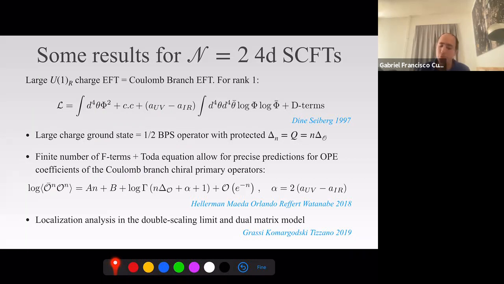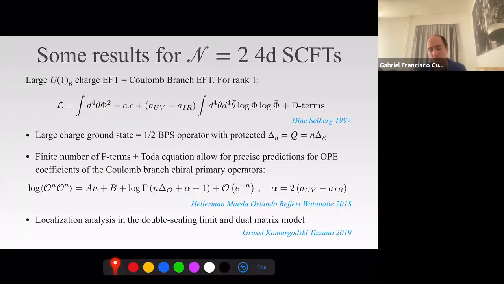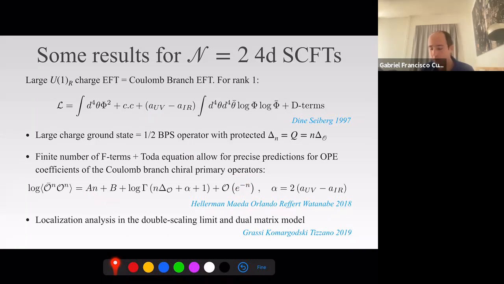So they are associated with some two-point function, because normally one works in some normalization where some OPE coefficients are normalized to 1. And through this finiteness of the F term and the Toda equation, which somehow follows from localization, people could compute within effective field theory the full series in 1 over n, so in 1 over the charge, up to exponentially small corrections. I think this is this paper here. And this prediction has been verified and in fact extended to a large extent via some localization analysis in a double scaling limit, very analogous to the one I described in the epsilon expansion, by Grassi, Komargodski, and Tizzano in 2019. And remarkably, they found that these results can be obtained within a dual matrix model. Okay, so this is just flashing some highlights.